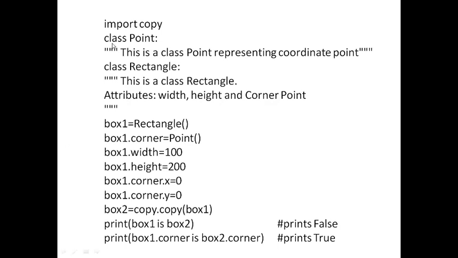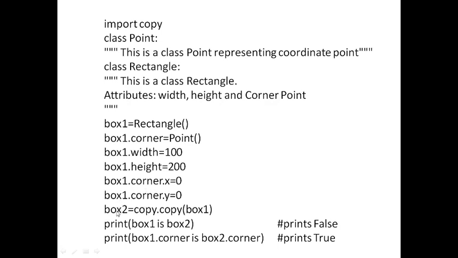Here we have imported copy. Class Point is there, class Rectangle is there. Just observe here: box1 is a Rectangle, box1.corner is a Point. These are important. Box1 is an object of the Rectangle, box1.corner is an object of Point. Box1.width and height we have assigned some values, and similarly x and y. So these x and y are nothing but the attributes of the corner. In turn, corner is an attribute of box1.